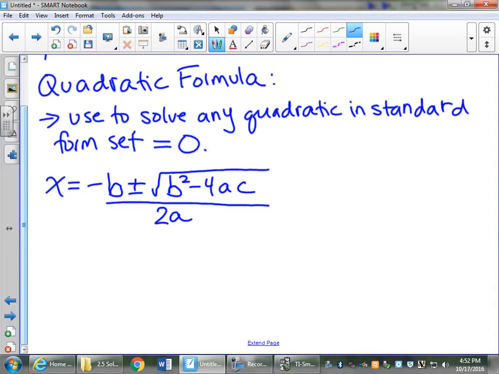So here's the song. It goes to, I think it's like that childhood nursery rhyme, the all around the mulberry bush or the monkey chased the weasel. I don't remember, something like that. But it goes, x equals negative b plus or minus square root b squared minus 4ac all over 2a.